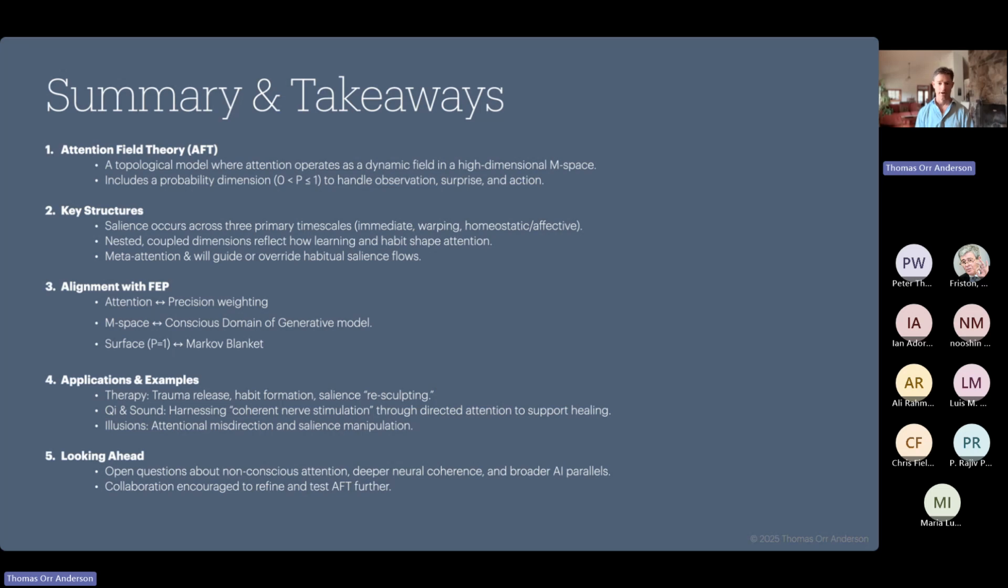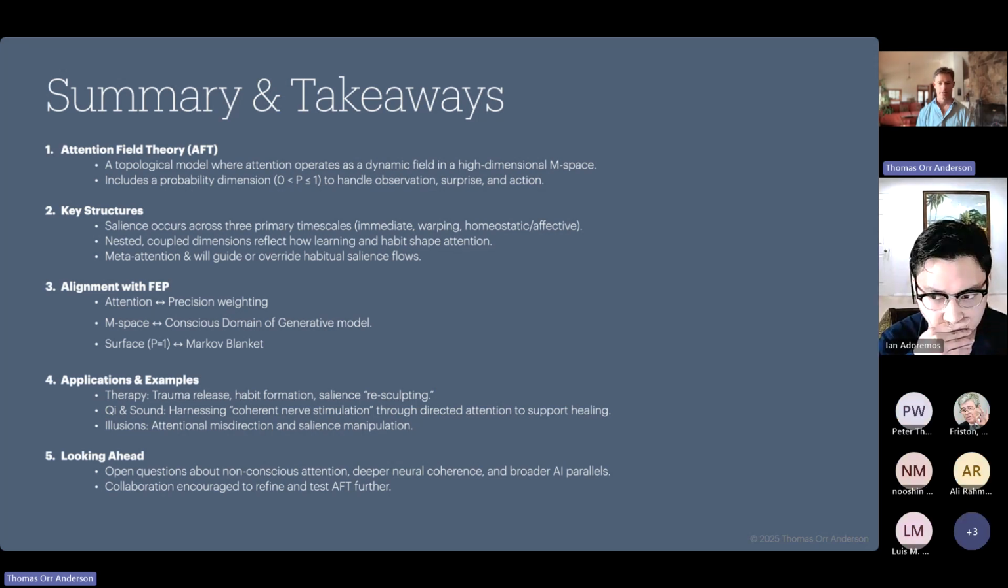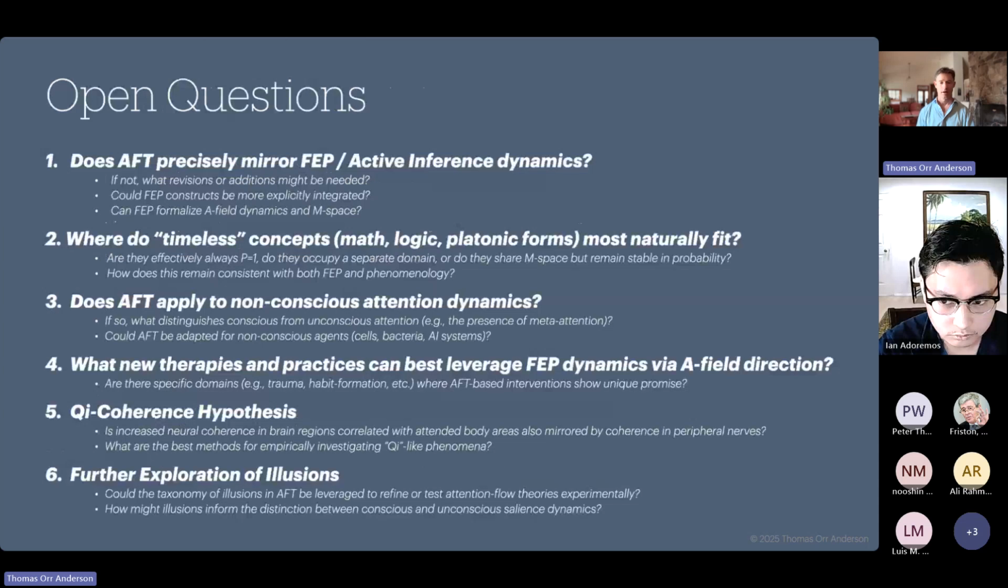Some summary and key takeaways for attention field theory: I don't need to go through these because you all just listened to it, and you'll have this document. And just some open questions. Does attention field theory precisely mirror FEP and active inference dynamics? If not, what revisions are needed? Could FEP constructs be more explicitly integrated into this framework? Can FEP formalize A field dynamics in M space?